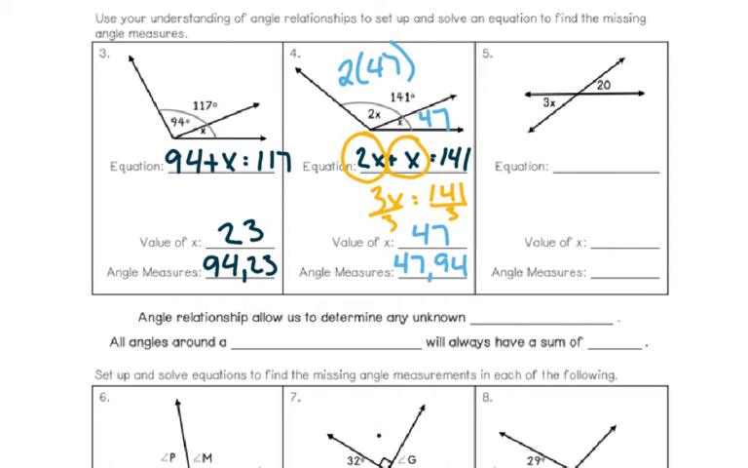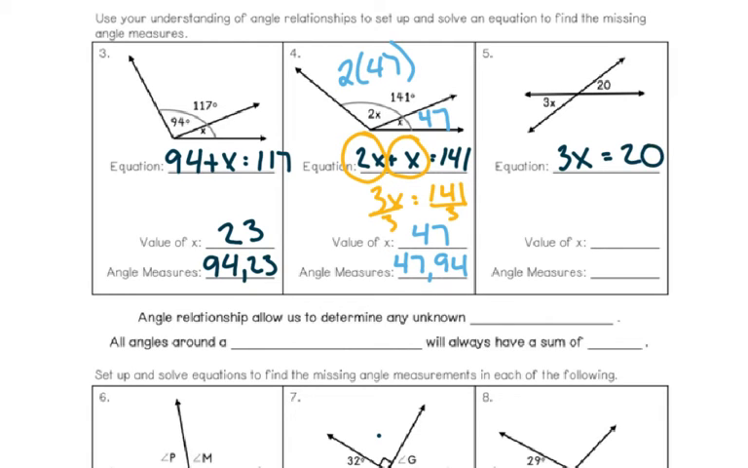Let's look at number 5. Again, I want you to pause the video and let me know, are they vertical or adjacent angles? These angles are vertical angles. They are across from each other, or opposite. So I've got this 20-degree angle and this 3x angle. I know that vertical angles are congruent. So when I write this equation, I can set those angles as being equal to each other.